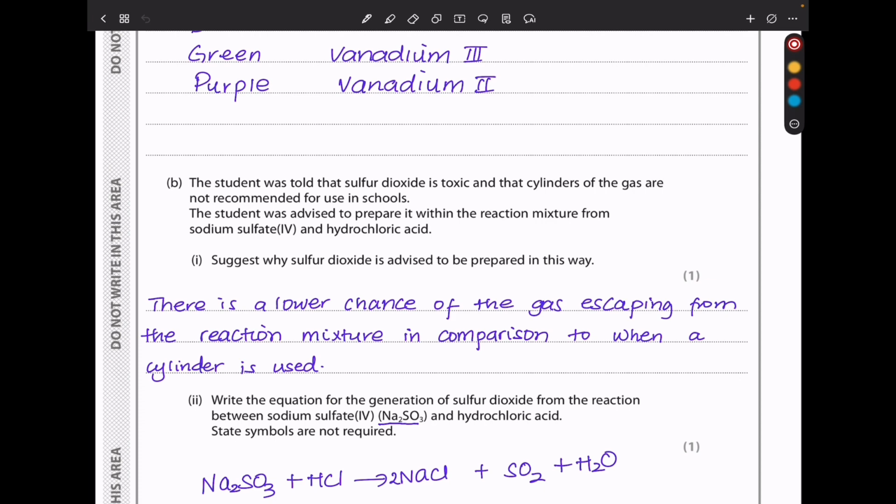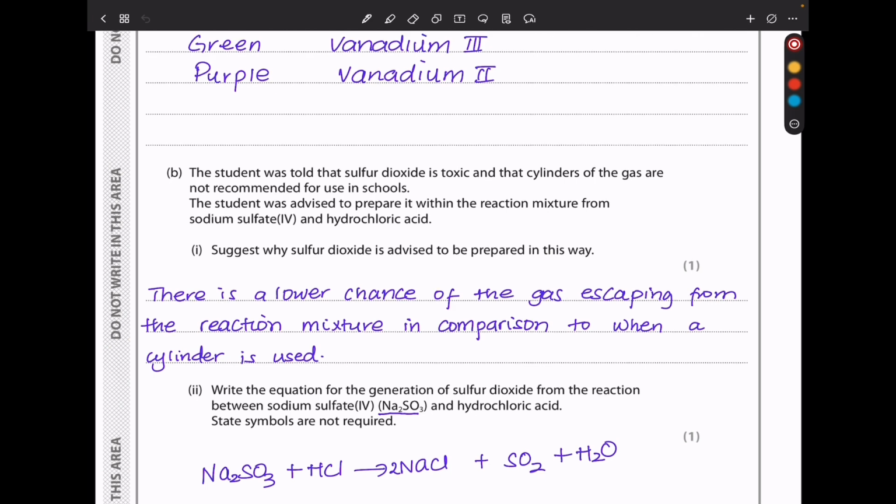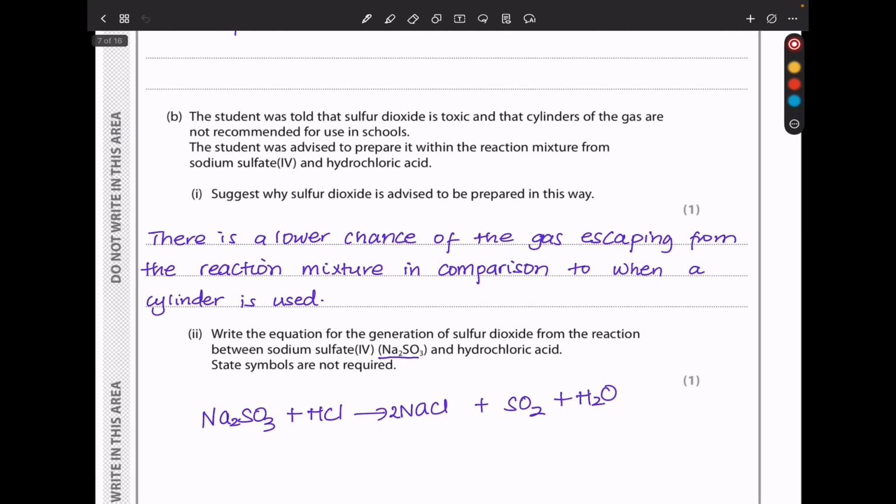In part B, the student was told that sulfur dioxide is toxic and the cylinders of the gas are not recommended for use in schools. The student was advised to prepare it within the reaction mixture from sodium sulfate and hydrochloric acid. Suggest why sulfur dioxide is advised to be prepared in this way. If it's prepared in this way, the chances of the gas escaping from the reaction mixture are going to be decreased.